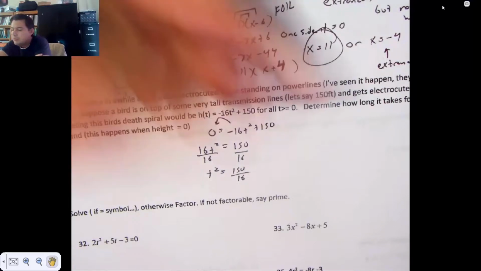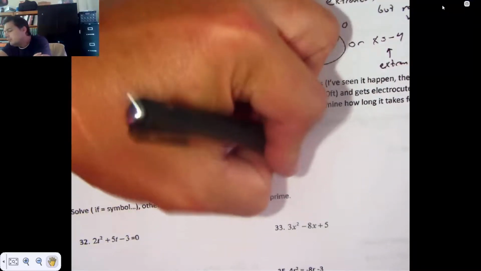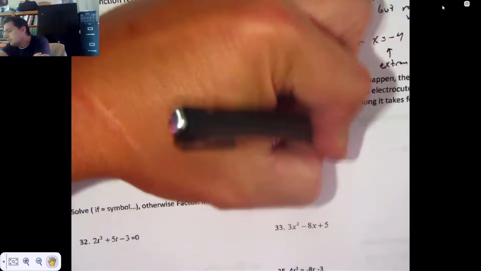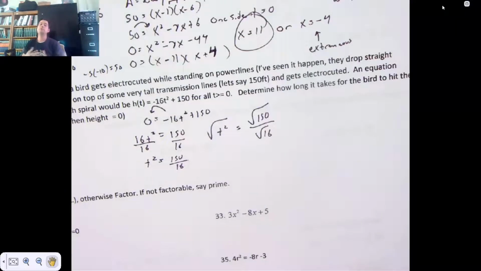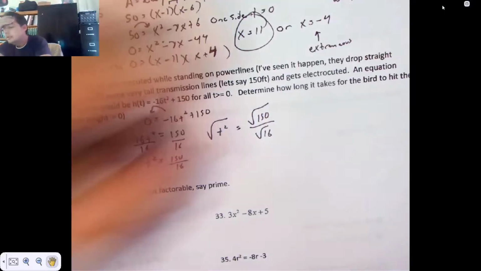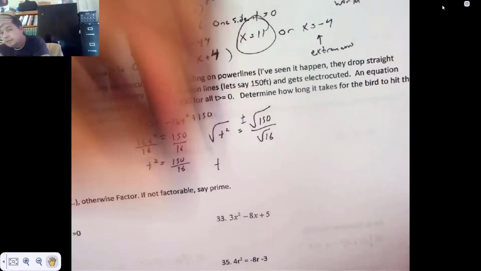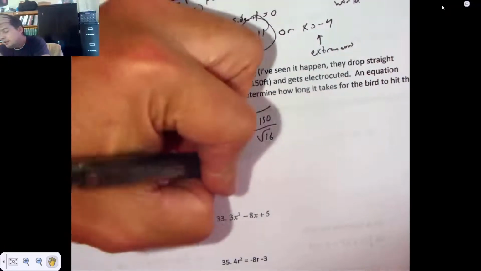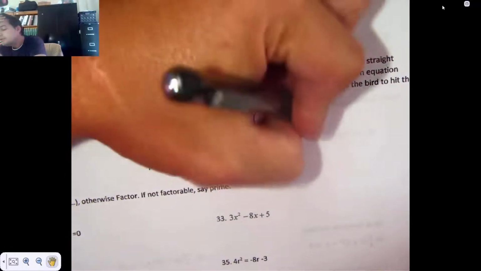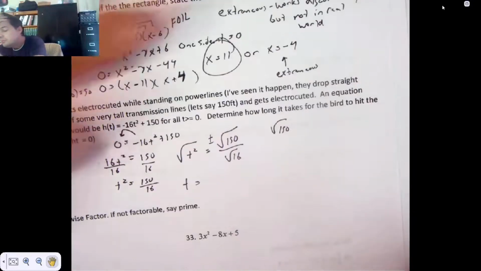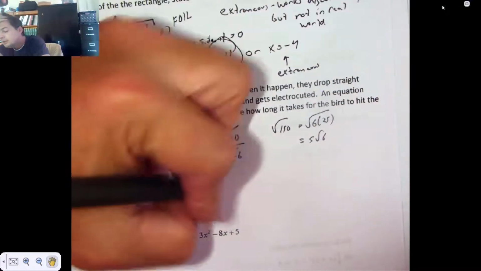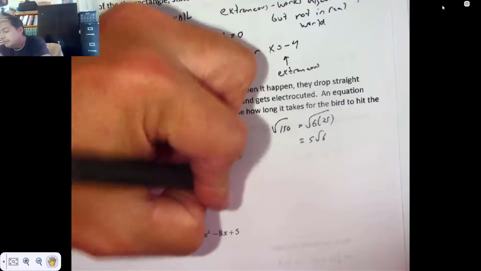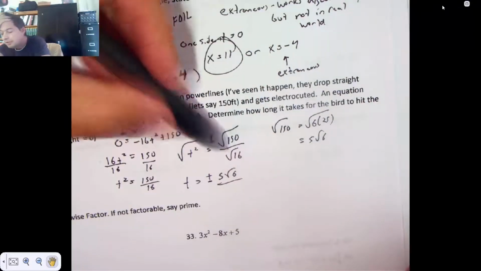And we're going to counteract squaring by square rooting. To take the square root of a fraction, you take the square root of the numerator and the denominator. It will be plus or minus. The square root of t squared is t. 150, I'll go off the side on this for you. 150 should be 6 times 25. And the square root of 25 is 5, so 5 root 6. I will have plus or minus 5 root 6, the square root of 16 being 4.